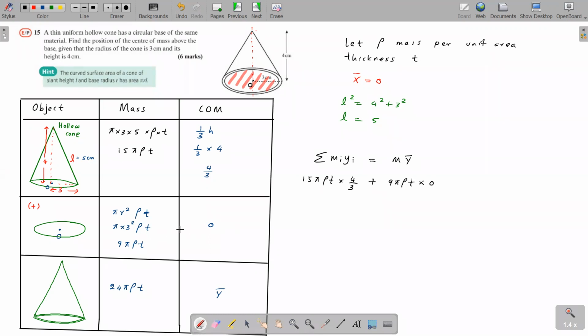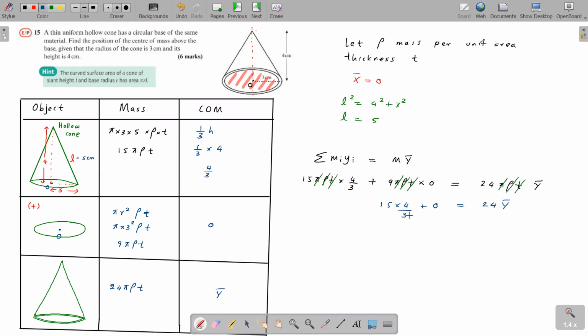This time it's a 0. You're multiplying with y coordinate 0. Equal total mass 24 pi rho t into y bar. All right, guys. So when you multiply, everyone has pi rho and t, so you can remove pi rho and t. And you can get here 15 into 4 over 3 plus 9 times 0 is 0. This is 24 y bar.